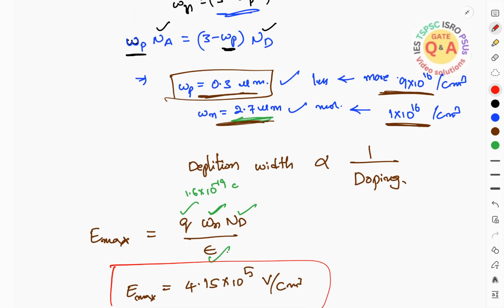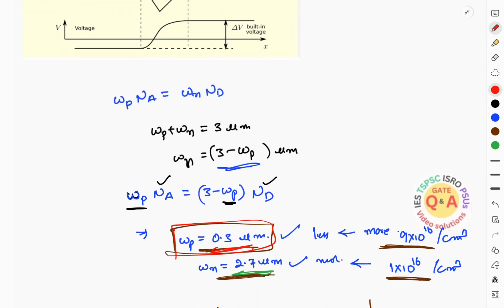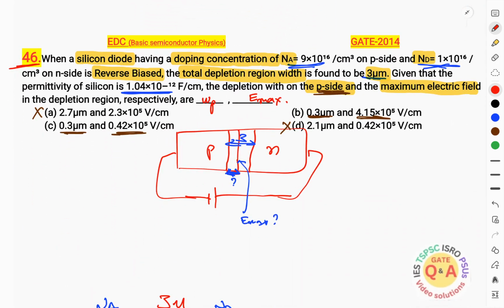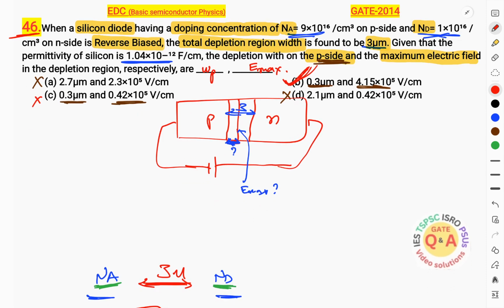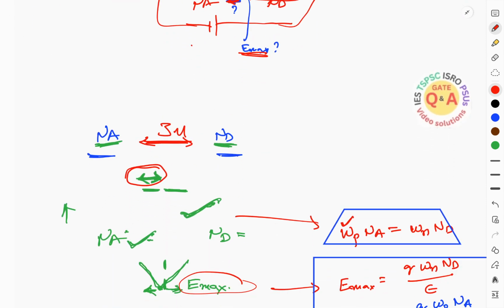We get the two values: 0.3 micrometer and 4.15 into 10 power 5. This B is the correct option. C is wrong. So only the P side, N side, NA value and ND value are given, along with the total width. He is asking for the P side width, and also the maximum electric field.